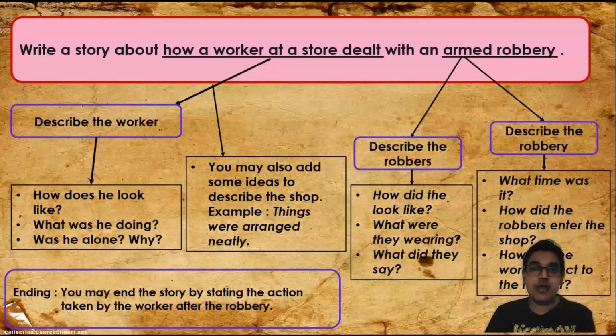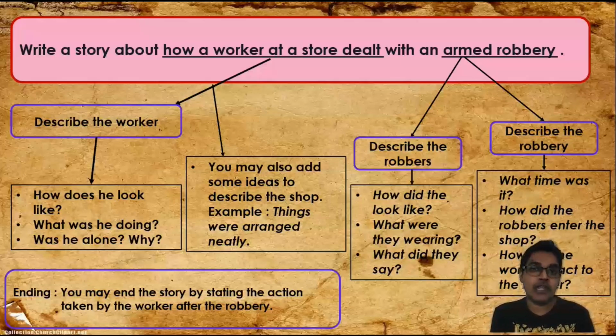First, you have to take note that there is only one person as the worker in this story, the story happens in a store, and it revolves around an armed robbery. Please keep these basic things in mind first. Do not add an extra worker in your story, and do not turn an armed robbery into a snatch theft. A lot of students make this kind of mistake.